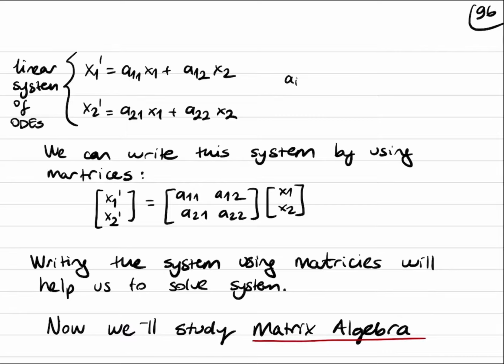Here all the aij's are coefficients, so constant coefficients. These are constants, and we can write this system by using matrices. So we have this, a 2 by 2 matrix, a 2 by 1 matrix, and a 2 by 1 matrix. Writing the system using matrices will help us to solve the system. So today we will just study matrix algebra.